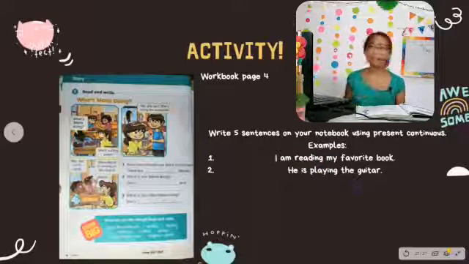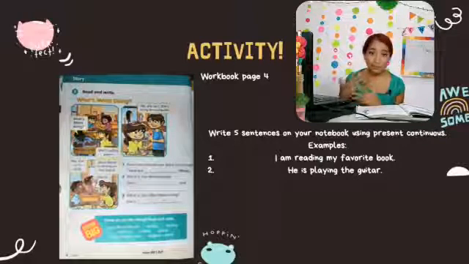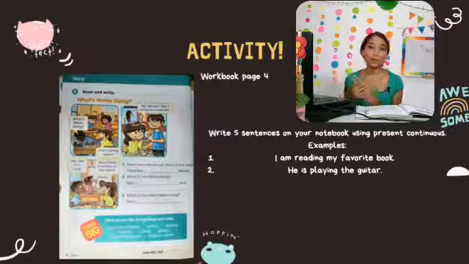And that's it. If you have any questions about this topic, you can ask me, send a message to me, and I'll be glad to help you. If you want to have a review about this topic in the Zoom meeting, you can tell me so I can prepare everything. So I'll be waiting for the picture of this page 4 of the workbook, or if you are doing it in your notebook, and also the 5 sentences on your notebook.